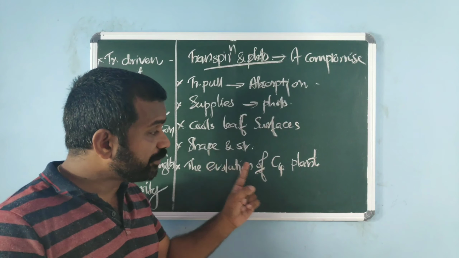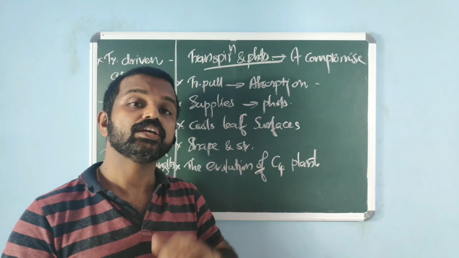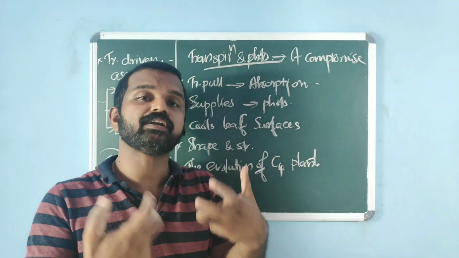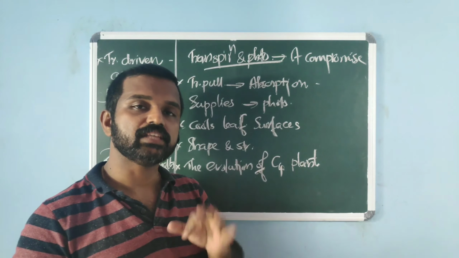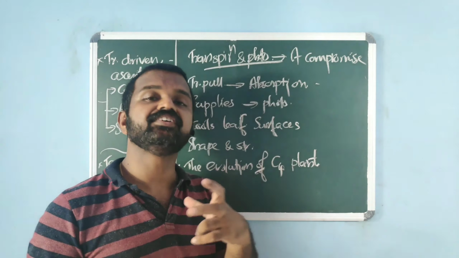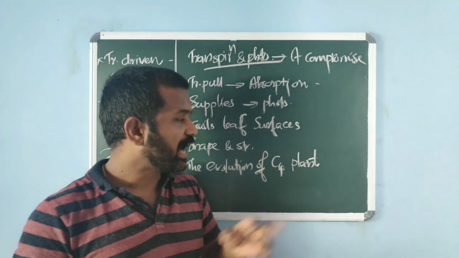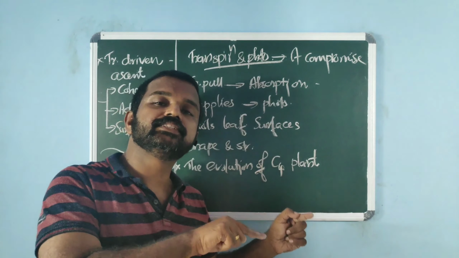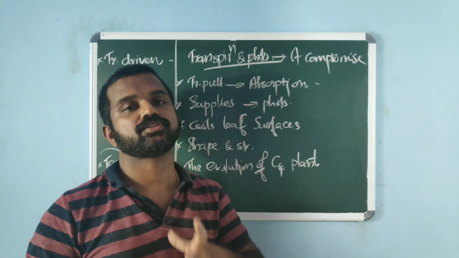Then the evolution: the main objective of the evolution of C4 plants is to maximize photosynthesis, that is carbon fixing efficiency, and to minimize water loss. C4 plants are twice as efficient as C3 plants in terms of making sugar, and they lose only half as much water as a C3 plant for the same amount of carbon fixed.